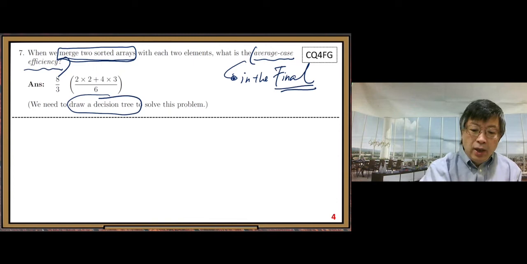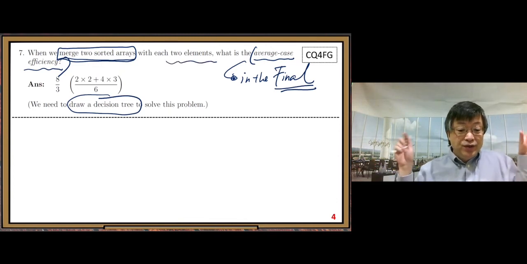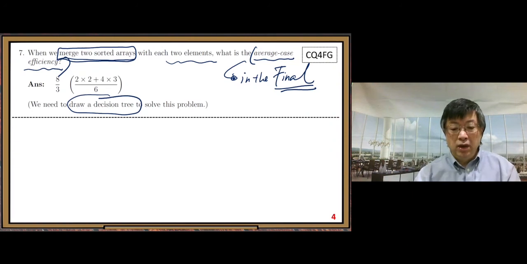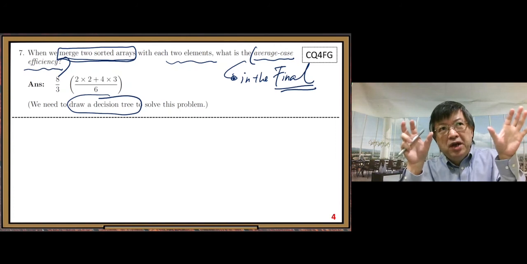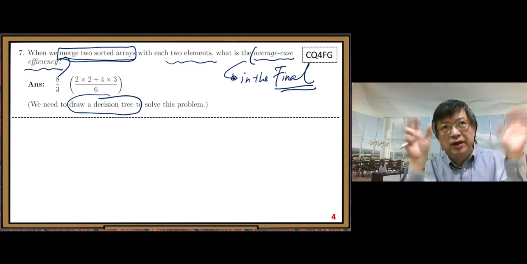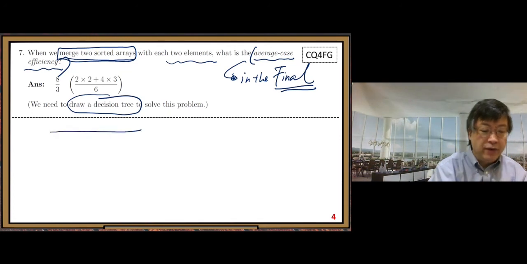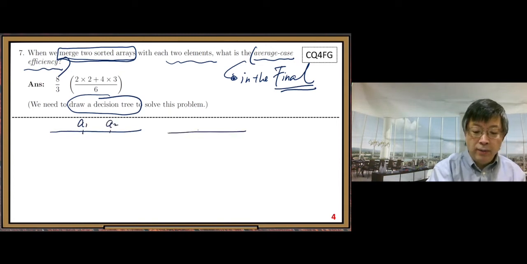All right. With each two elements, only two, merge two sorted arrays, each one only two. I try to make it as simple as possible. What is the average case efficiency? So you basically need to consider all the possible cases, right? All right, so here, let's assume we have two sorted arrays. The first one, A1, A2. The second one, B1, B2.